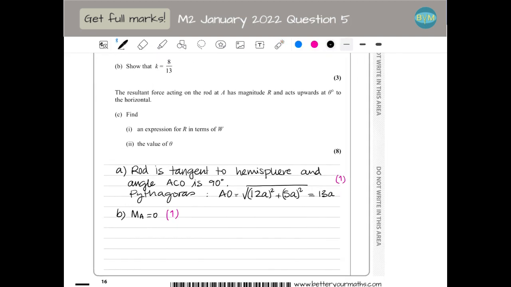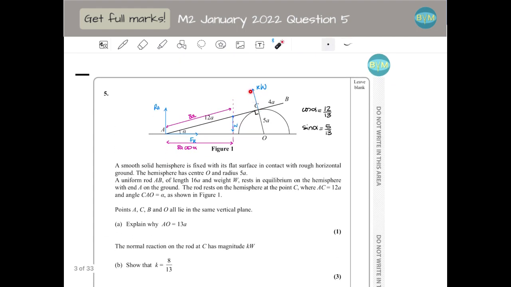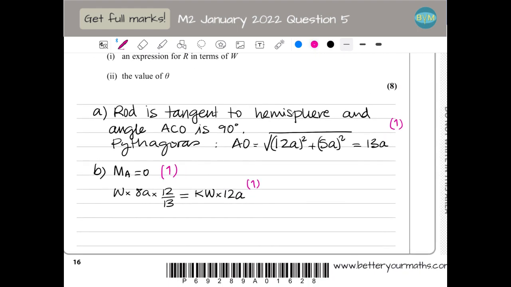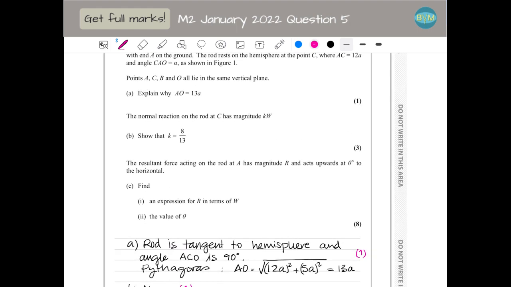So we have W times the distance, 8a times 12/13, as the clockwise moment. The anti-clockwise moment is the one produced by kW, and the perpendicular distance from A to the line of the force is going to be this 12a. So kW times 12a. This is another mark for applying moments correctly. And when we simplify and cancel everything that we can, we find that k is 8/13, which is the third mark of this question. So this is part B, 3 marks.